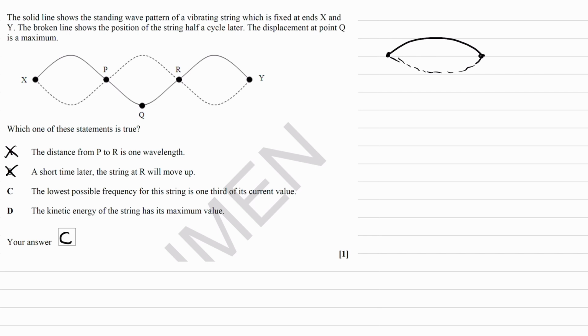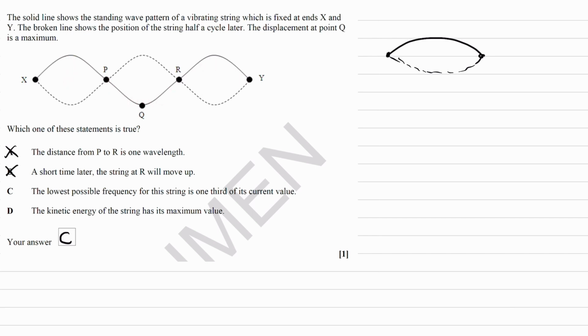I'll just go through D as well. The kinetic energy of the string has its maximum value. So the reason this is not true is because at the current instant in time, where the string is in this position, the velocity, the speed is 0. The string is momentarily not moving. It's reached its maximum displacement.